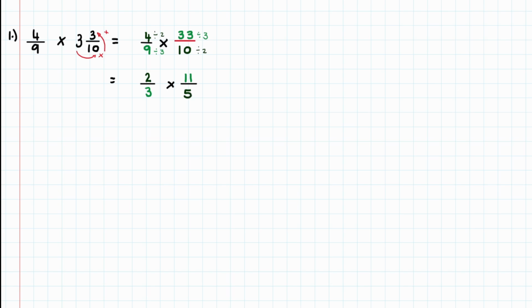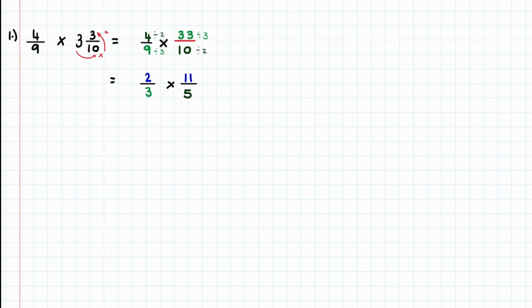In my first question, I've been given a mixed number, so I'm going to turn it into an improper fraction. I can do this by saying 3 times 10 plus 3, which gives me 33. Now I'm going to look at what I can cross-cancel. The 9 and the 33 can both be divided by 3, so the 9 will become a 3 and the 33 will become 11. I can also cross-cancel the 4 and the 10 by dividing them both by 2. This means that my next step will say 2/3 times 11 over 5.